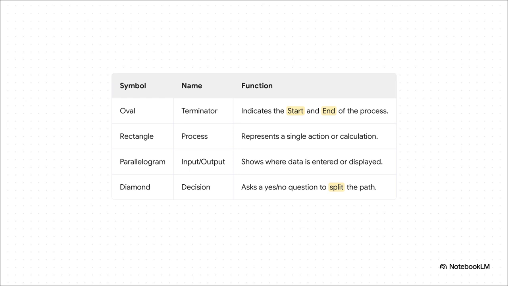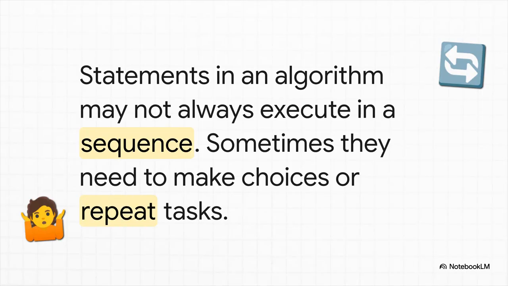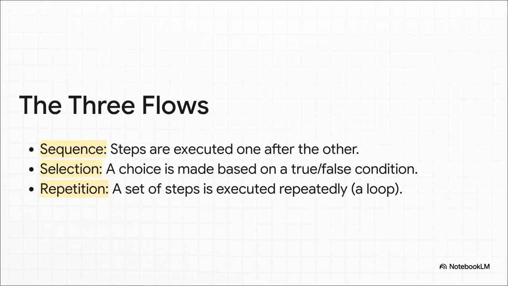But the diamond? That's where things start to get really interesting. That's for making decisions. Because let's be honest, most problems aren't a simple, straight line. We constantly need to make choices. And a lot of the time, we need to repeat the same tasks over and over. Now, to handle all that complexity, it turns out that pretty much every algorithm in the world is built from just three basic structures. Sequence is just that straight path, one step after another. Selection is the fork in the road, that's our diamond shape. And repetition, which we call a loop, is for doing something again and again.